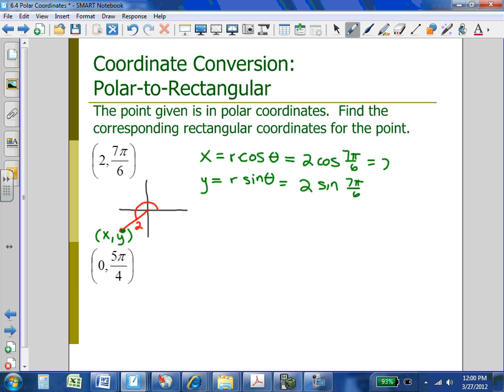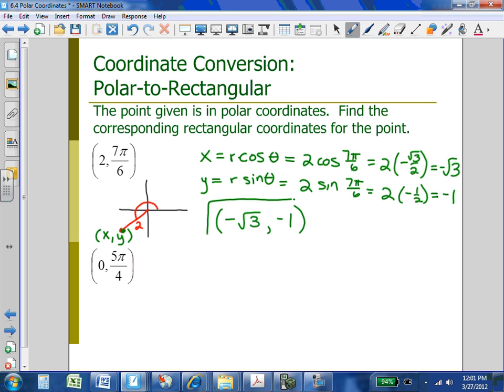So on this one I have 2 times, now this one is negative, it's in the third quadrant. Cosine of 7 pi over 6 is negative root 3 over 2. So multiplying those two together gives me negative square root of 3. And then this one is 2 times negative 1/2, which gives me negative 1. Therefore, the polar coordinates 2, 7 pi over 6 correspond to a rectangular ordered pair of negative square root of 3, negative 1. There's the ordered pair in a rectangular format, x and y.